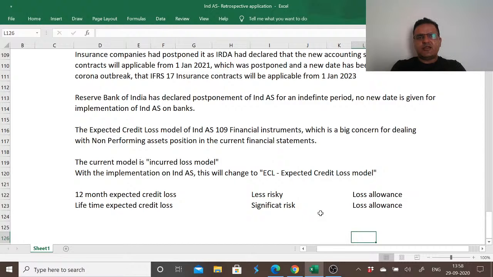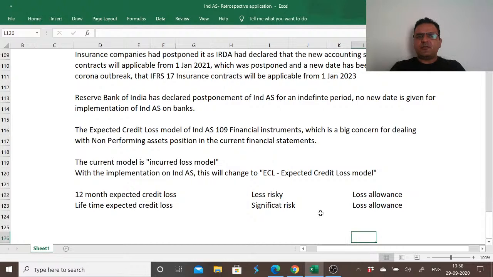So instead of implementing Ind AS, I believe we are looking for ways and mechanisms to improve the health of the banks so that our financial system doesn't come to a crash, as the common man will not be able to understand the mechanics of this accounting, which will have a big impact on the financial statements published by banks.